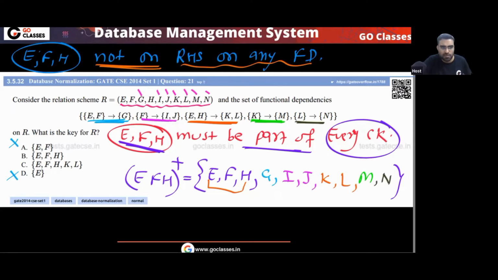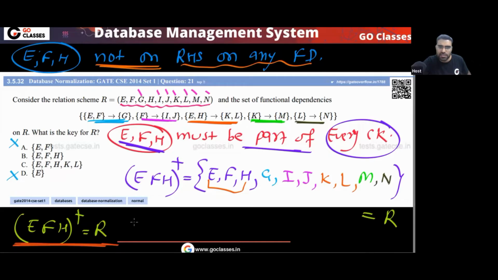Did we get everything? Please tell me. Just look at this and tell me. Yes, we got everything, right? This is equal to R. I can say EFH can determine all the attributes, the entire relation R. So that is the reason this itself is enough. EFH must be part of every candidate key, and this itself is enough. So this is the candidate key.